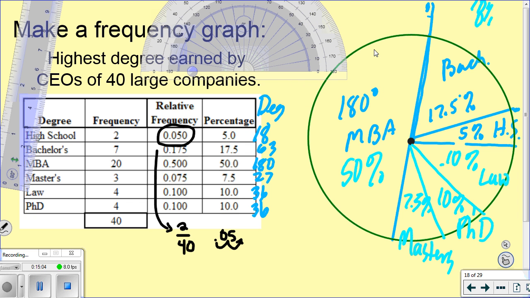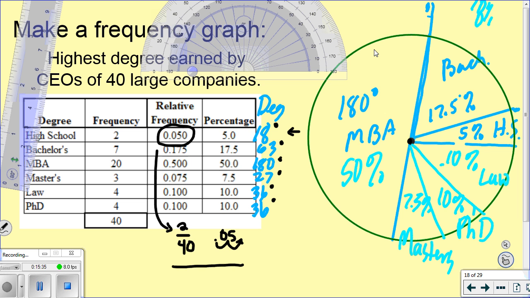If I want to make a relative frequency circle graph, I'm going to grab my compass, or if I'm already given a circle, great. I'm going to make my circle, and I have this center. This is just the same information we had before, right? We've already done this, 18 degrees, 63 degrees, and so on down the way. So we know how big each pie piece should be. So just a reminder of how we did that, right? 2 divided by 40, and then I'm going to take 5% of 360 to get 18 degrees.